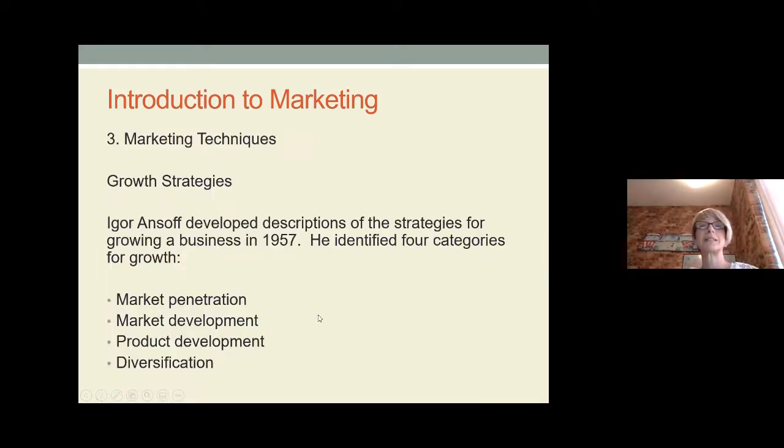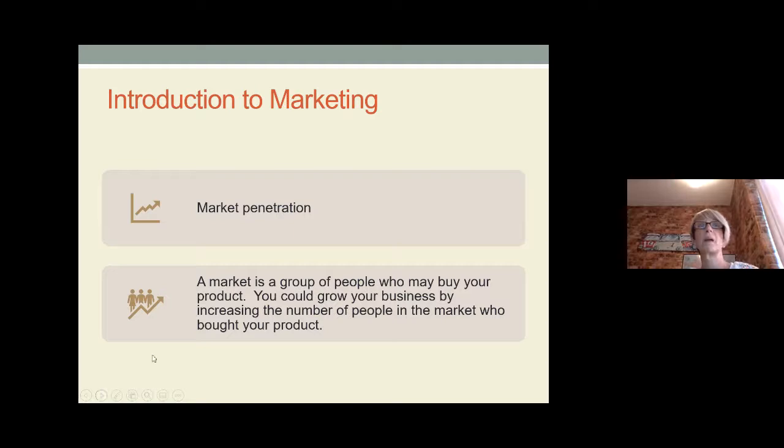We're now going to look at different marketing techniques. So there's a growth strategy. So Ansoff developed descriptions of different strategies for growing a business in 1957, and these strategies are still used today. He identified four main categories for growth, so four main ways that a business could expand. These are market penetration, market development, product development, and diversification. So let's have a look at each one.